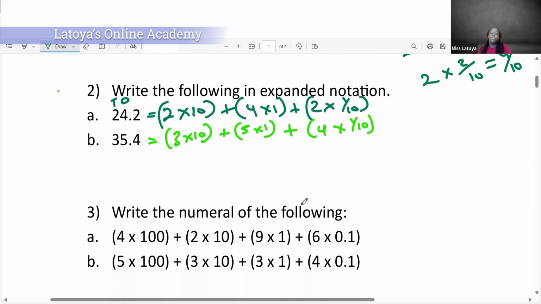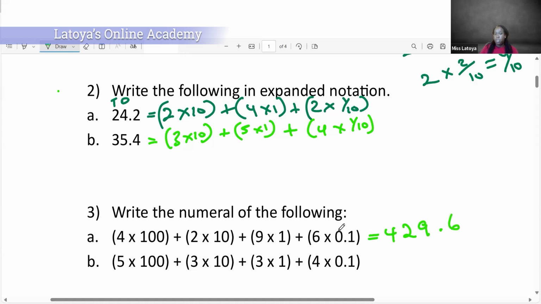They want us to write the numeral for the following. We can read this. This is 429.6. So the 4 has to be in the hundreds place, 2 in the tens, 9 in the ones, 0.6.